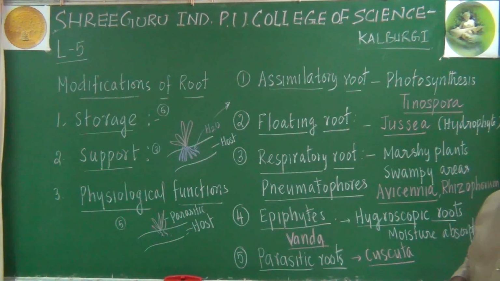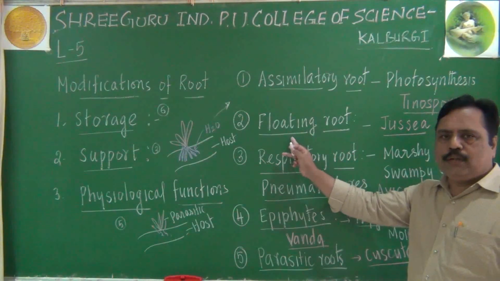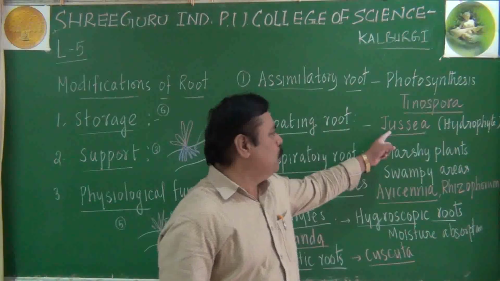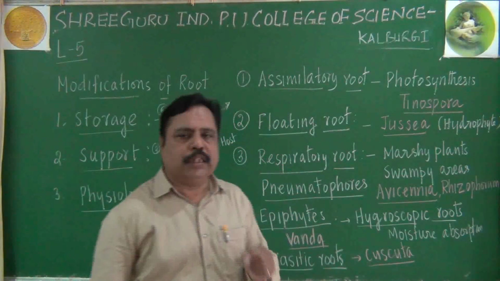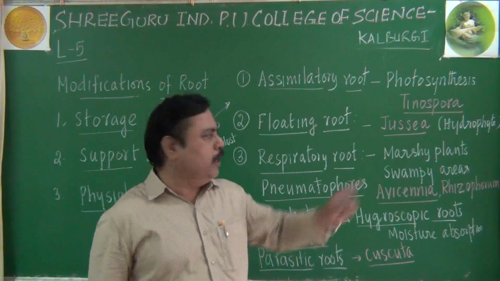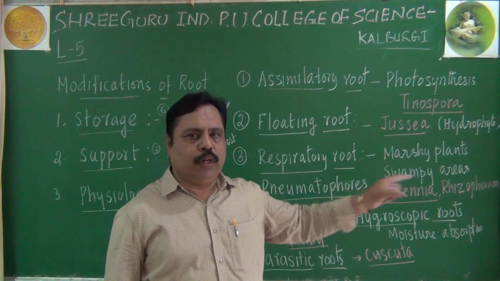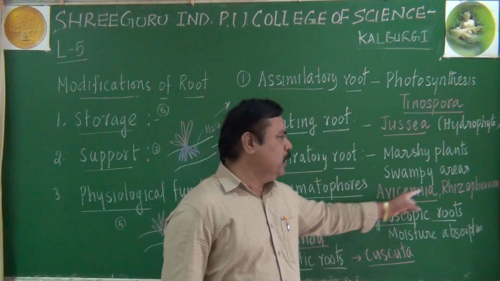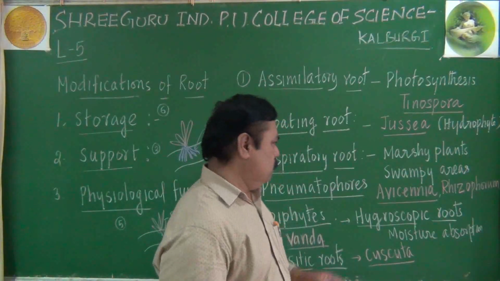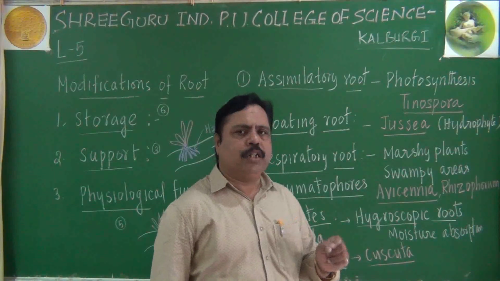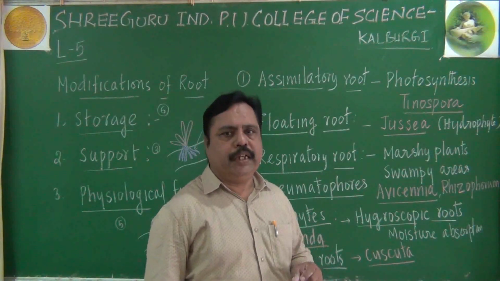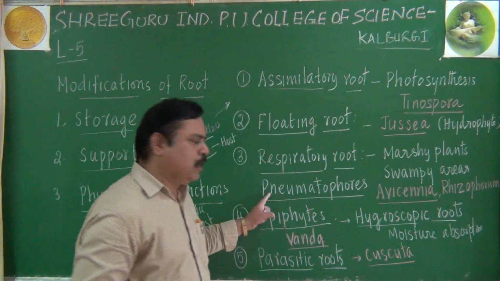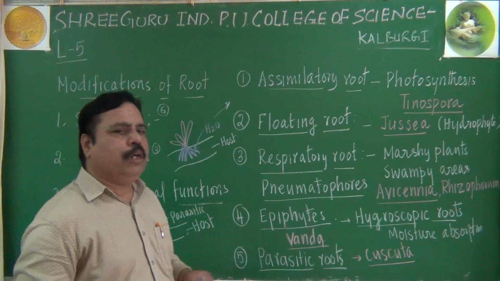Example, Tinospora. Second one is called floating root. They help for buoyancy or floating in the water. Example for that is Jussiaea. Jussiaea is a hydrophyte. Hydrophyte means the plant which lives in water. Third one is respiratory root, which is found in Avicennia and Rhizophora. Those plants grow in marshy areas, swampy areas, where more saline soil will be there. Respiratory root is otherwise called pneumatophores.